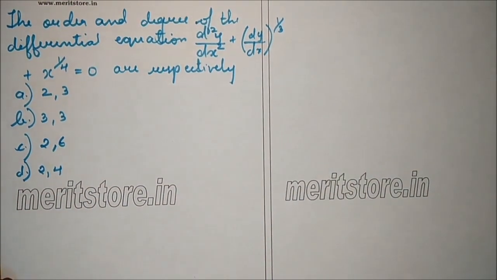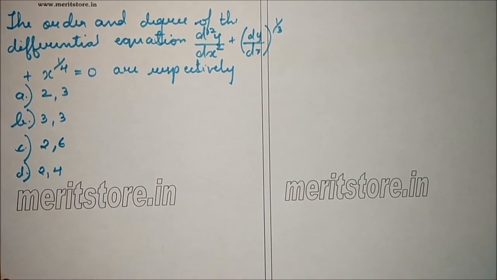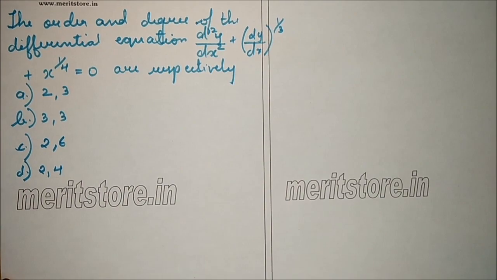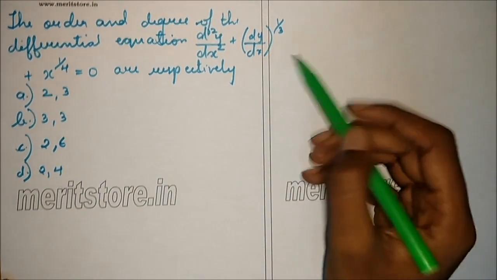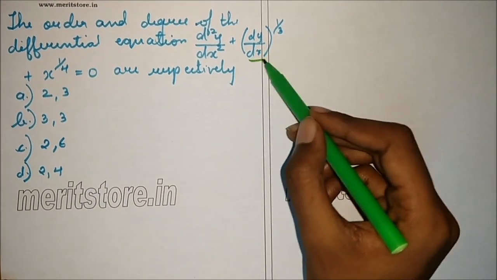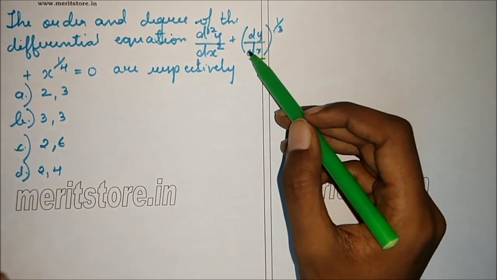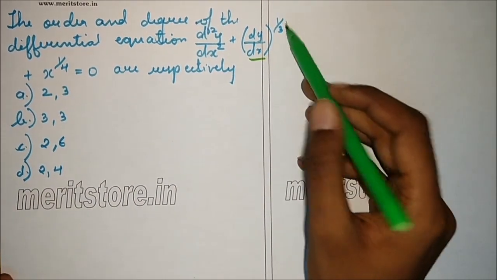The order and degree of the differential equation d2y by dx square plus dy by dx raised to 1 by 3 plus x raised to 1 by 4 is, so first we'll separate this term from the equation since the power is a fraction.